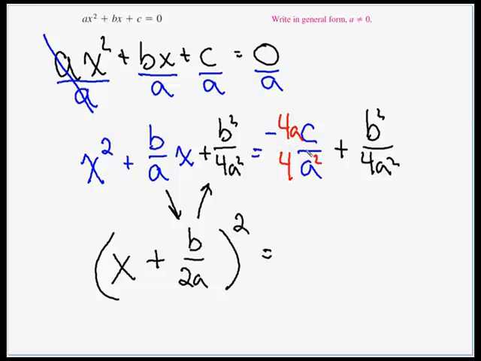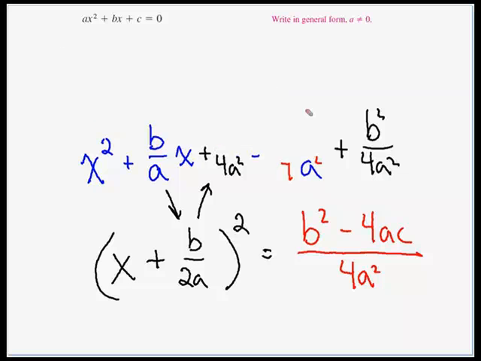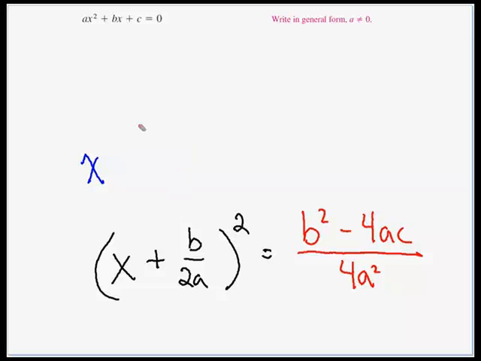Let me extend that divider line. So now we do have the common denominator. Our denominator is 4a squared. Our numerator is negative 4ac plus b squared. And let's write that backwards: b squared minus 4ac, so our leading term isn't negative. Alright, so we did the very beginning of our basic completing the square algorithm, and we have this set up. Now we are ready to square root both sides to extract our roots.